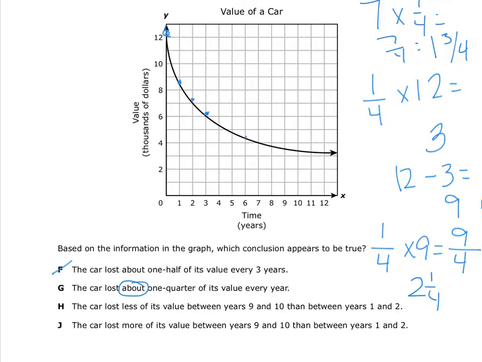So looking at H, the car lost less of its value between 9 and 10 than between 1 and 2. Okay, so here's between 9 and 10. It lost very little value between years 9 and 10. But between years 1 and 2, right here, it definitely did lose more there. So H is much better than G, so we can go ahead and eliminate G. And then J is actually the opposite, saying it lost more of its value between 9 and 10 than 1 and 2. So that's not true. It lost more value between years 1 and 2. So H is our answer.